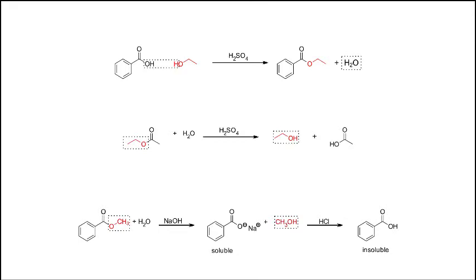Carboxylic acids can react with alcohols and an acid catalyst to form esters while releasing water. Esters can undergo hydrolysis, adding water to the ester linkage, breaking it apart so that the carboxylic acid and the alcohol are formed. Saponification also breaks apart an ester linkage, but the catalyst is a base.